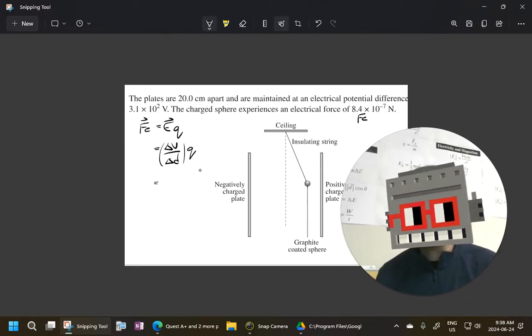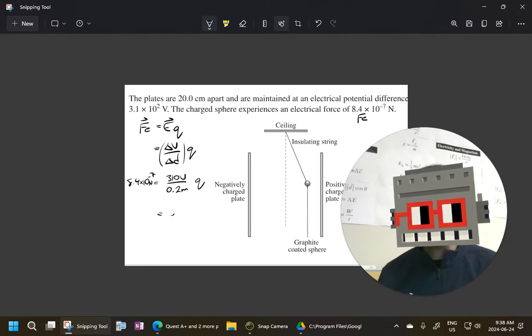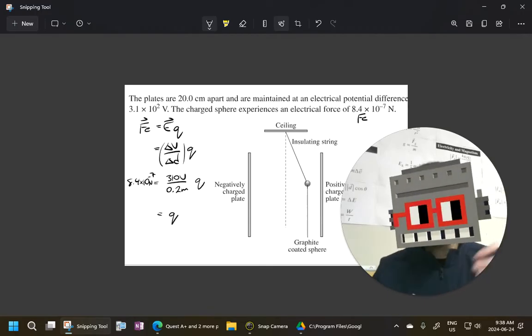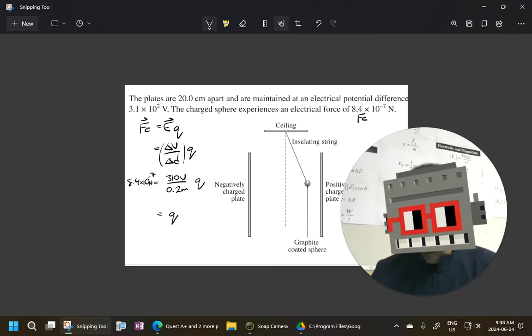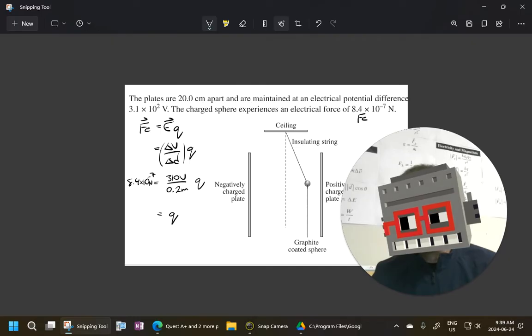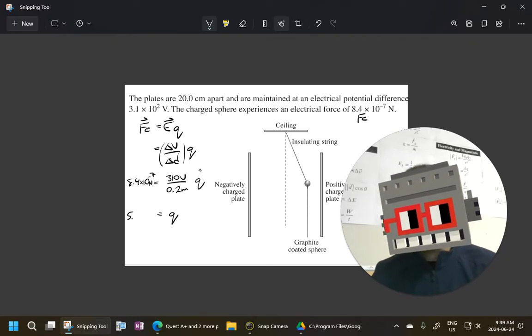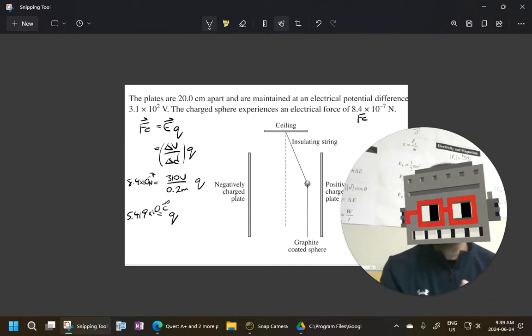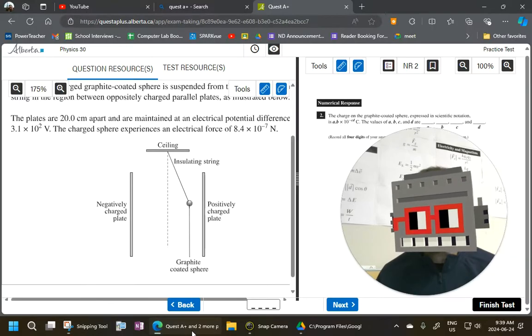And I've got all this information here. We've got 310 volts, and a distance of 20 centimeters, so I'm just going to change it to meters. And we're looking for Q. I should have rearranged it before I did this, but that's fine. Now I can rearrange it for Q. So I'm going to times it by 0.2 divided by 310, and I get a Q of 5.419 times 10 to the negative 10 coulombs. Sorry about the way I wrote that.